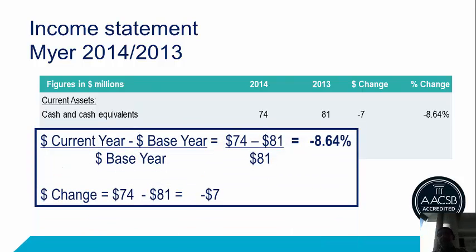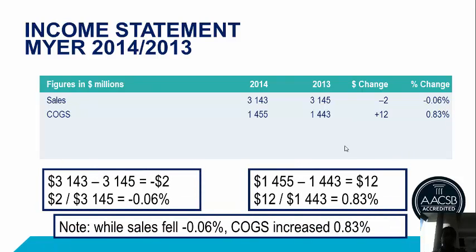Well, our base year is the first year, 2013, the earlier year. We subtract the base year from the recent year and divide that difference by the base year value to get the percentage. So 74 is the more recent figure, 81 is the base year figure. That change of minus 7 divided by 81, the base year, is a drop of 8.64%. That basically is horizontal analysis. So you can see 74 less 81 is our minus 7. Divide that by 81, the base year, and we get a drop of 8.64%.